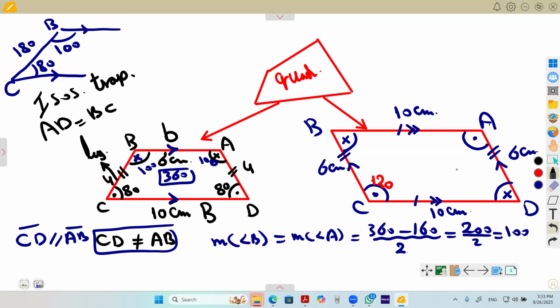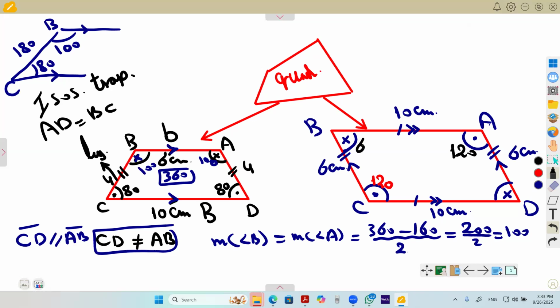Subtract by 180. What is the measure of angle A? 120, very good. What about B or D? 120 subtract 180, very good. Will be what?